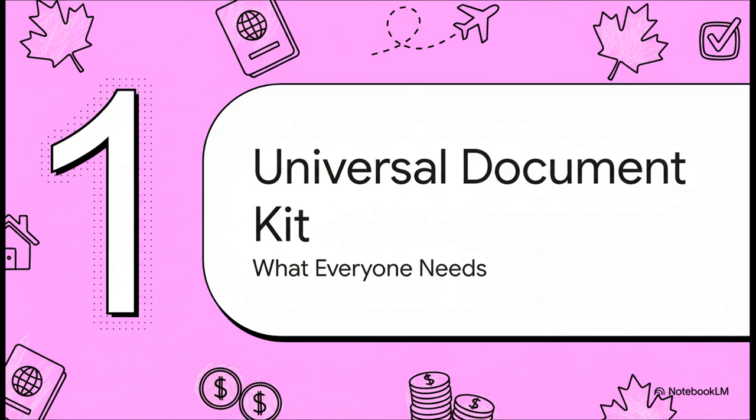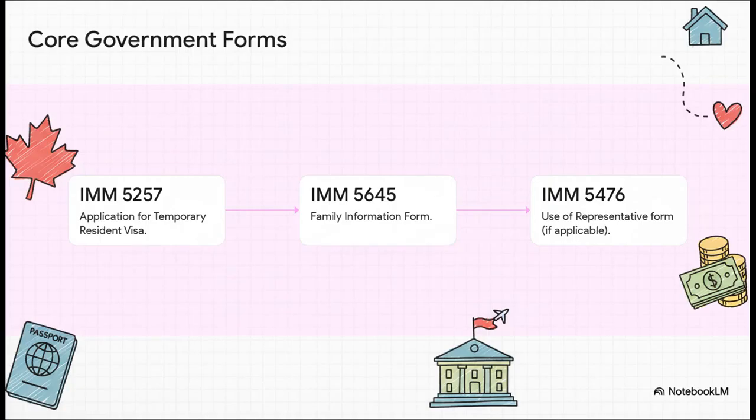We're going to start with the absolute basics, the foundational documents that every single applicant needs to have no matter what their situation is. First up, the big government forms from IRCC, that's Immigration, Refugees, and Citizenship, Canada. So IMM 5257 is your main application form. Then you've got IMM 5645, which covers all your family info. And if you happen to have a representative helping you out, you'll also need IMM 5476. You know, seeing them laid out like this makes them seem a lot more manageable, doesn't it?